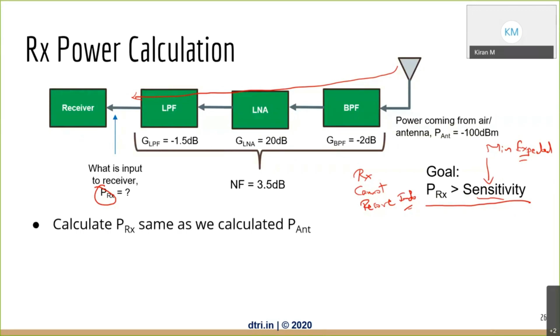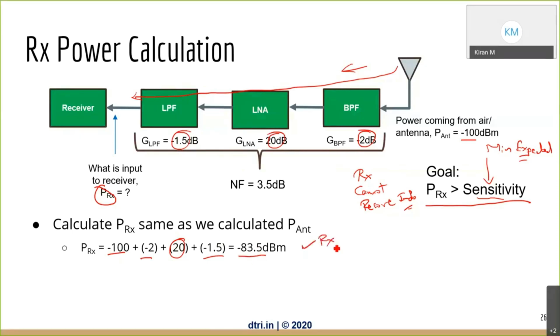So calculate received power, same as we did for the transmit side. Here we are doing it from right to left. First, we have minus 100 dBm coming in. Then there is the first bandpass filter, which gives minus 2 dB. Then we have a 20 dB gain LNA. Then I have a loss of minus 1.5 dB. I add it up, and finally I get minus 83.5 dBm. Now, is this sufficient for the receiver to work? We don't know yet, because I don't know what the sensitivity level is.